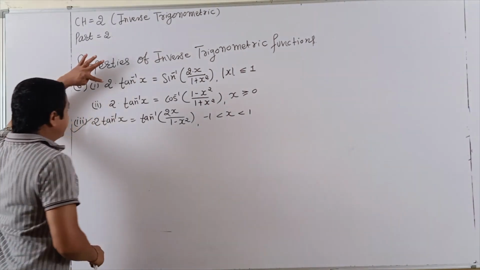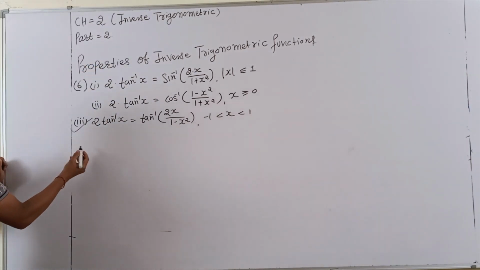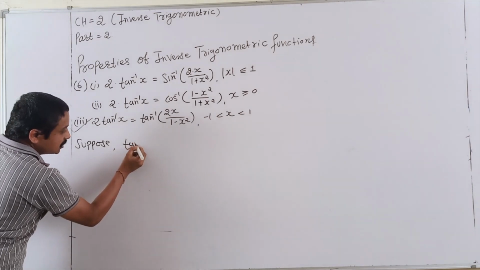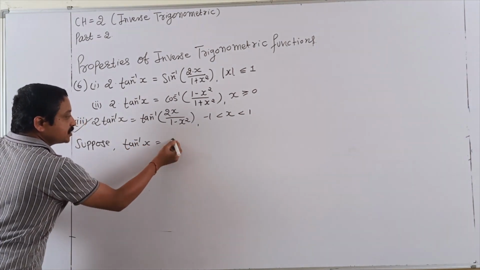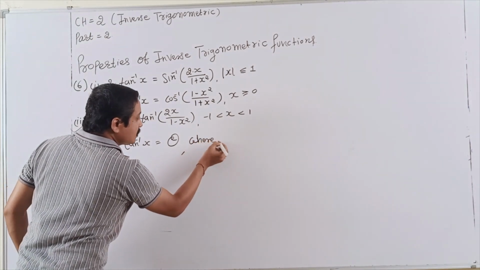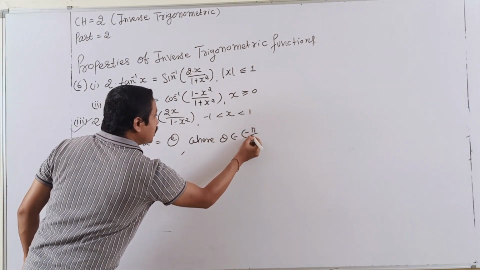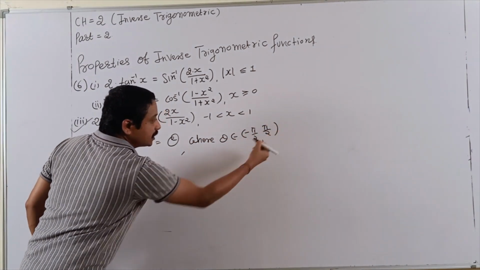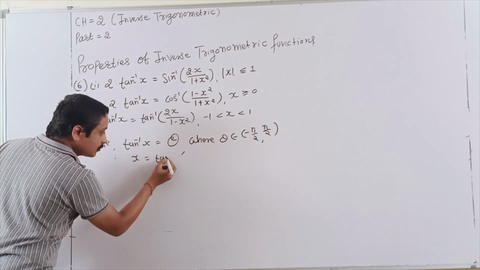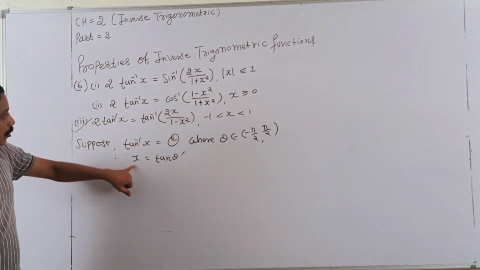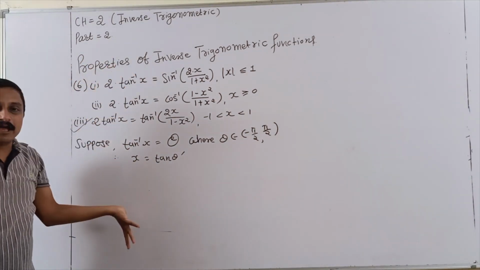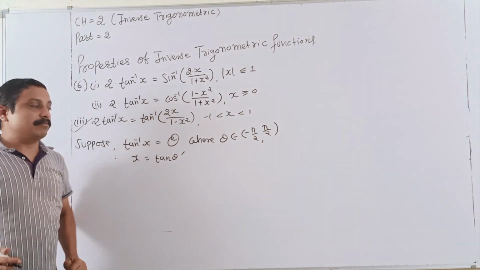First of all, I explain the first one. In the first case, suppose tan inverse x is equal to theta, where theta belongs to the range of minus 90 to 90. So what is the x? It is tan theta. Now I operate the first one, after that the second one. Both assumptions are the same, that's why I explained both combined.